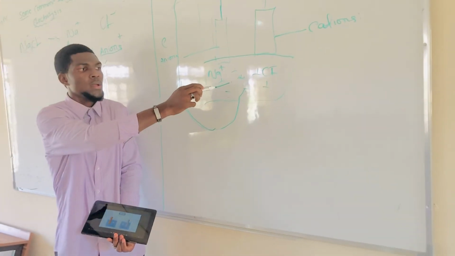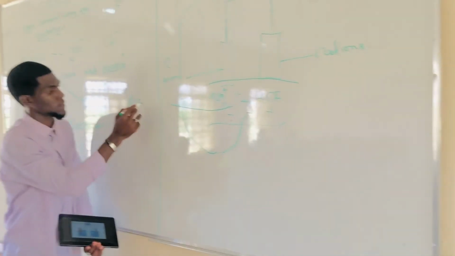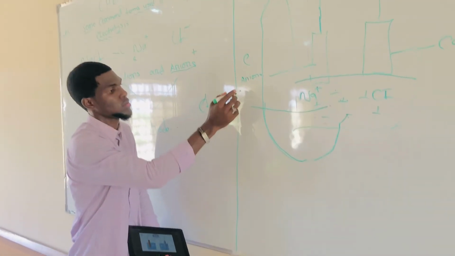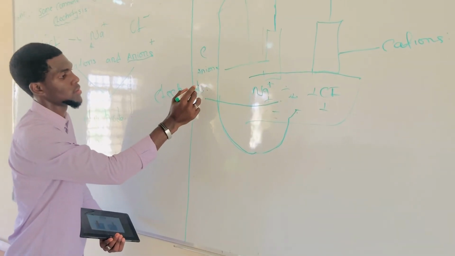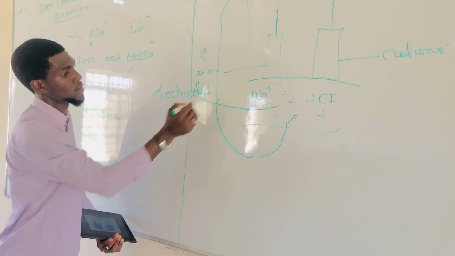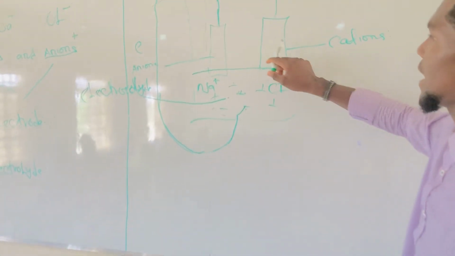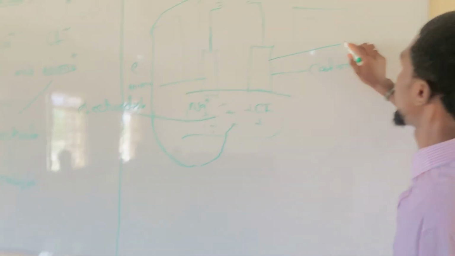Is what we call the electrodes. Sorry, electrolyte. While these two, both the cations and the anions, are what we call electrodes.